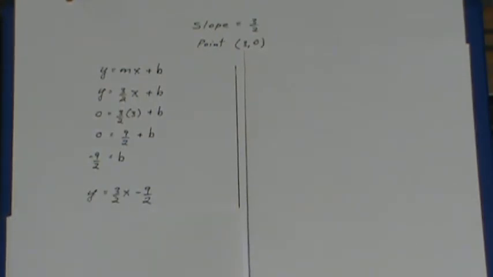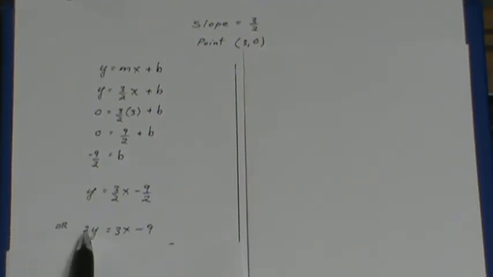If your teacher wants you to put this in standard form, simply multiply through by 2. That gives us 2y, and you notice these 2's just disappear. Move the 2y to the other side, and we have it in standard form.